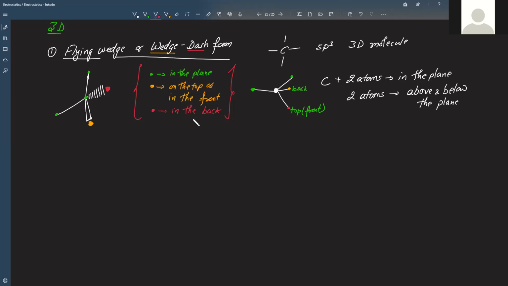There will be three in the plane. Out of three, one is the central carbon atom, and then you have two substituents in the plane, which will be shown by straight, solid lines. Then there will be one on the top of the plane that will be shown by solid wedges, and the one on the back of the plane will be shown by these dashed lines. So in order to understand this, let us consider an example. Say, for example, we have lactic acid.